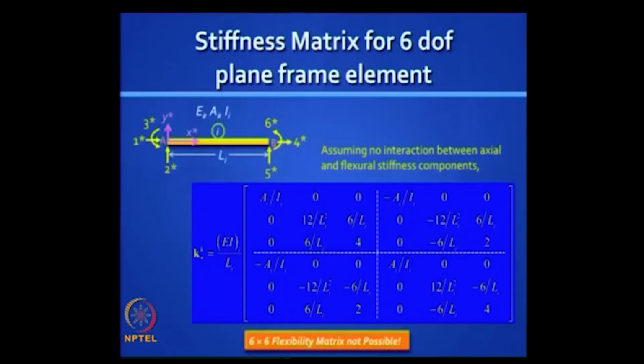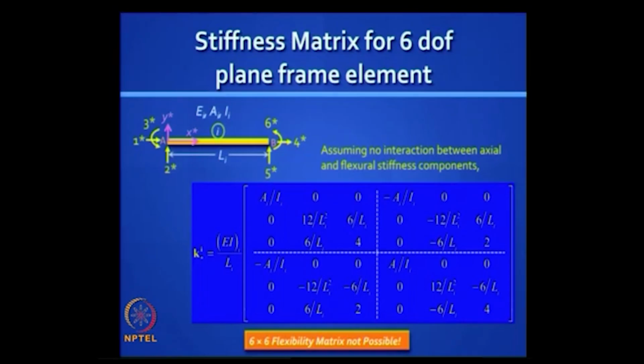Okay. And this is reasonably true if you are dealing with well proportioned members which are not slender and your axial forces are not very high, not close to your critical buckling load. The other interesting thing to notice, the rank of this matrix is not full. What is the rank of this matrix?